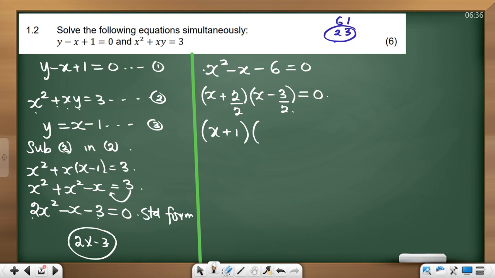3 over 2, we want to try to get a whole number. That's the whole idea here. So I'm going to bring this 2 here and write it like this, 2x minus 3. So basically I'm getting rid of the fraction. And I'm done. That's my factorization. Quite easy. Okay, so it's either x plus 1.